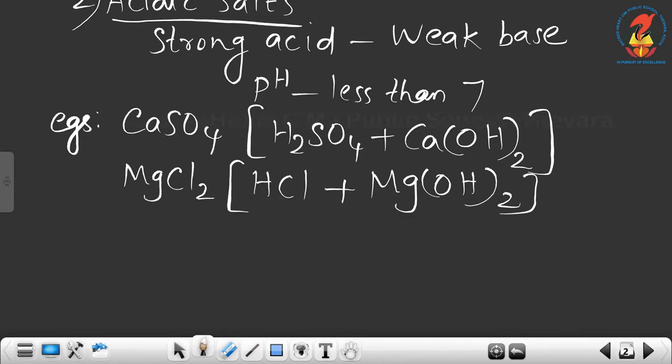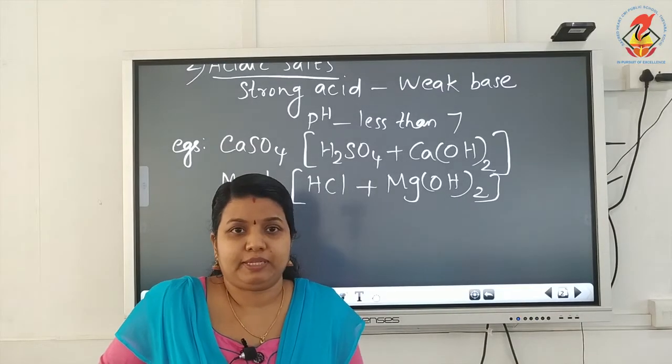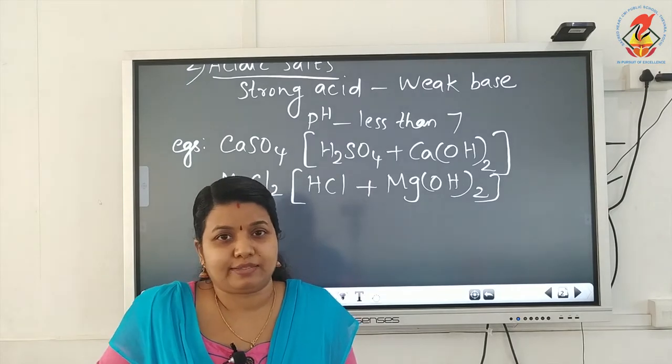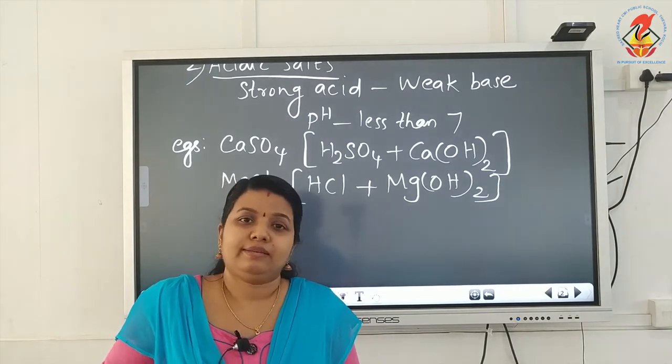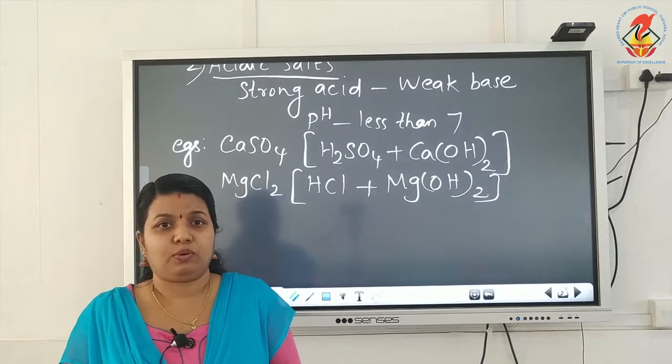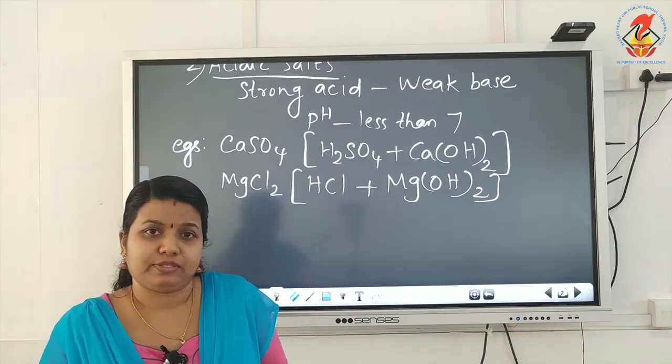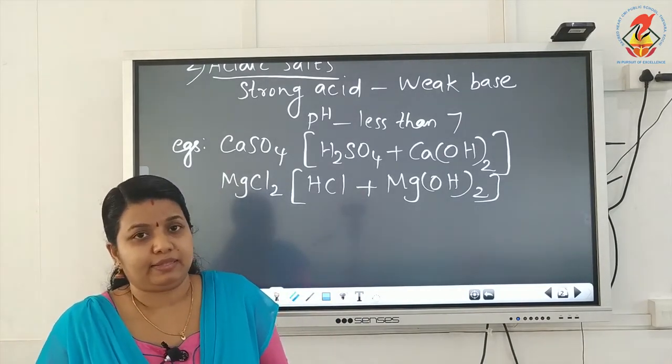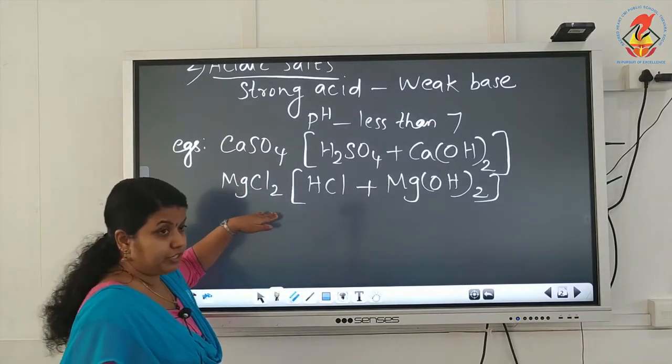So the overall nature will be acidic. The acid power is more, so the salt formed will be acidic in nature and the pH value will be less than 7. So that's about acidic salts, formed by the neutralization between a strong acid and a weak base. Since they have more acidic properties, the salt formed is acidic and the pH value of such salts will be less than 7. Examples are calcium sulfate and magnesium chloride.